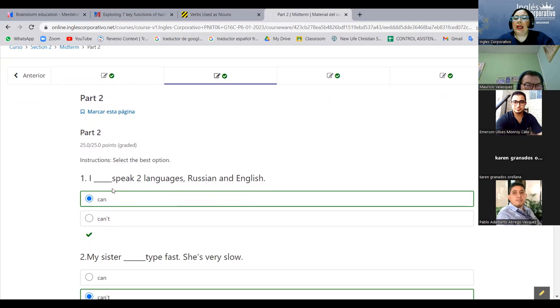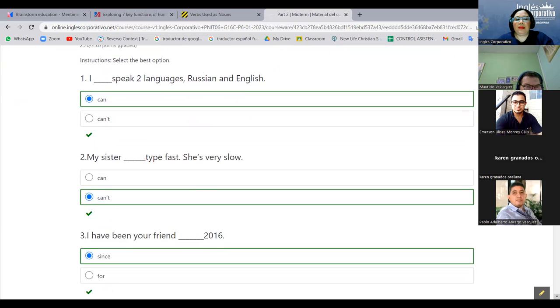Vamos, part two, instructions, select the best option. And here it is qualifications, right? I can speak two languages, Russian and English. We select can, right? Number two, my sister. Can and can't doesn't change. For any subject, it's the same, can and can't. So my sister can't type fast. She's very slow. So we use the negative over here, right?